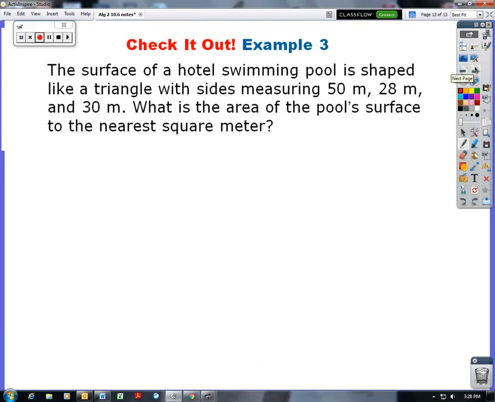And this is your last one to try on your own. They have a swimming pool. It's triangular. They give you 3 of the sides. What's the area? So you're going to do the same old thing, find S, and do the whole Heron's formula.